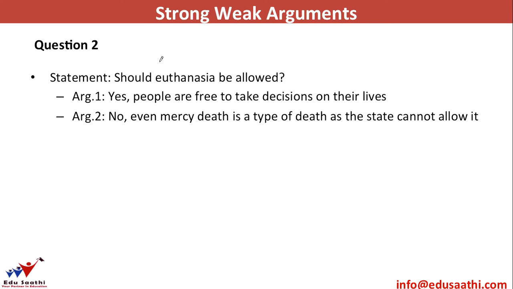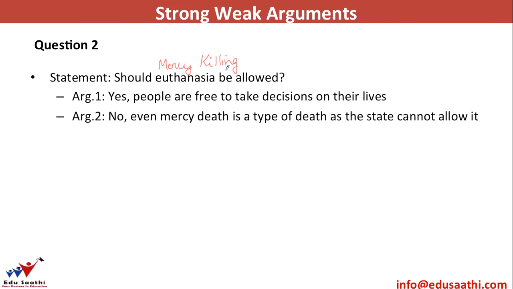In some cases, a person who is very critically ill and chronically ill, the doctors may help him to die. They may inject or infuse something into his body, and he eventually dies a very peaceful death. This concept of mercy killing is known as euthanasia. The first argument says yes, people are free to take decisions on their lives. And the second argument says no, even mercy death is a type of death, so the state cannot allow it.